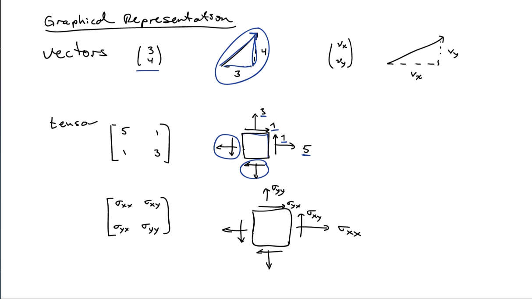If you have the generic case, 2D again, it looks like this. So you have the tensor with sigma xx, sigma xy, sigma yx, and sigma yy, and then on the square here we put sigma xx, sigma xy, sigma yx, and sigma yy. And so this is the drawing convention if you want to have a pictorial version of the state of stress for a tensor.